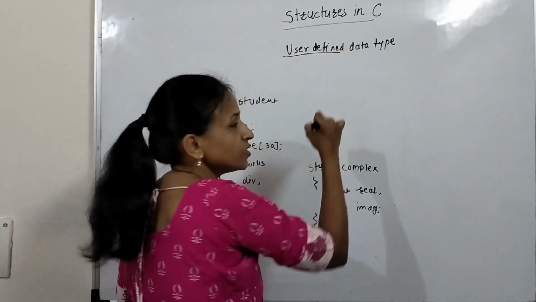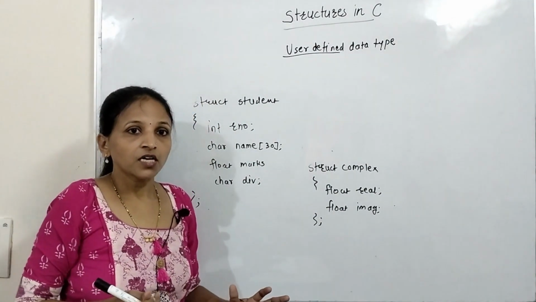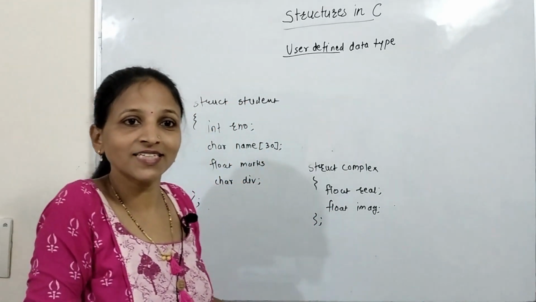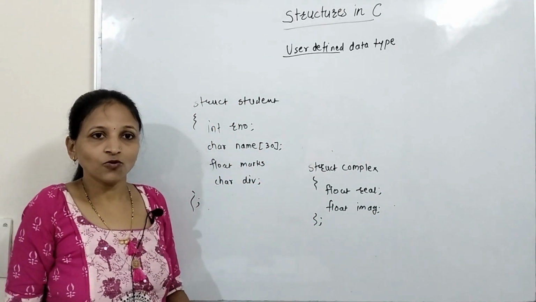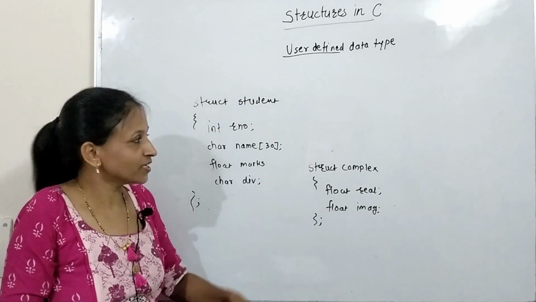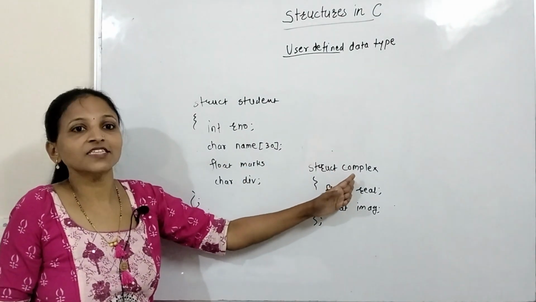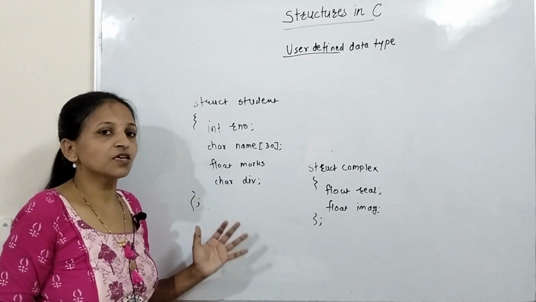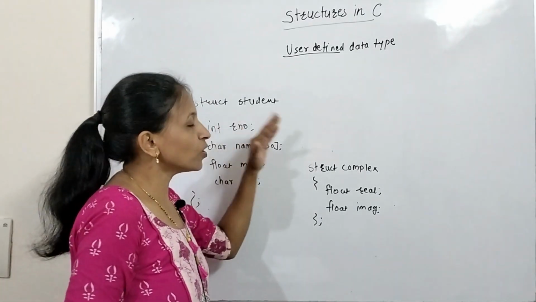What is the meaning of this user defined? See, this student, this complex is not provided by C language itself. Okay, we are creating this one. That's why this is called a user defined data type. This is the way to create our own data type.